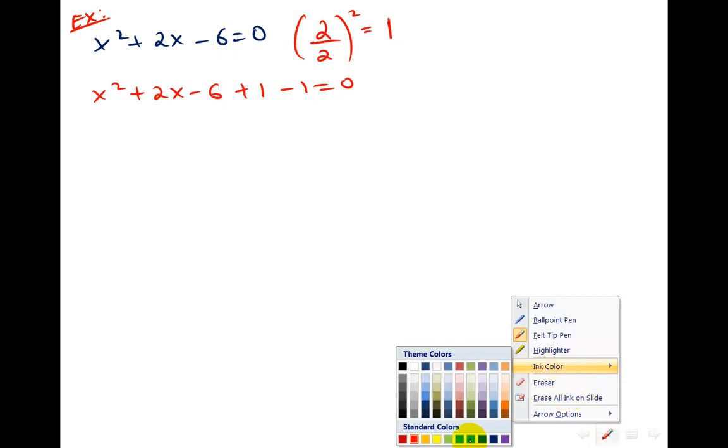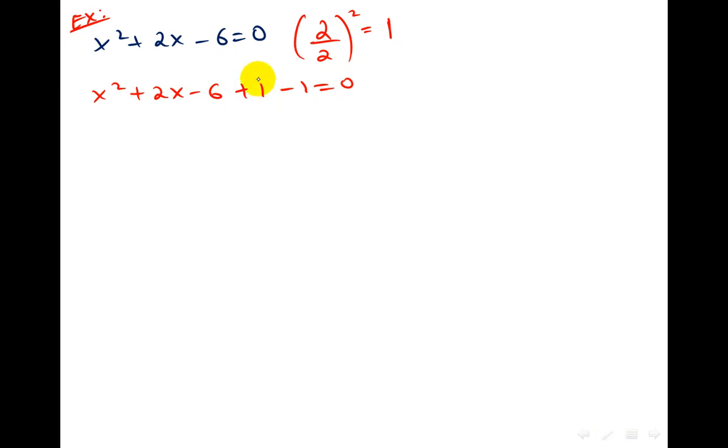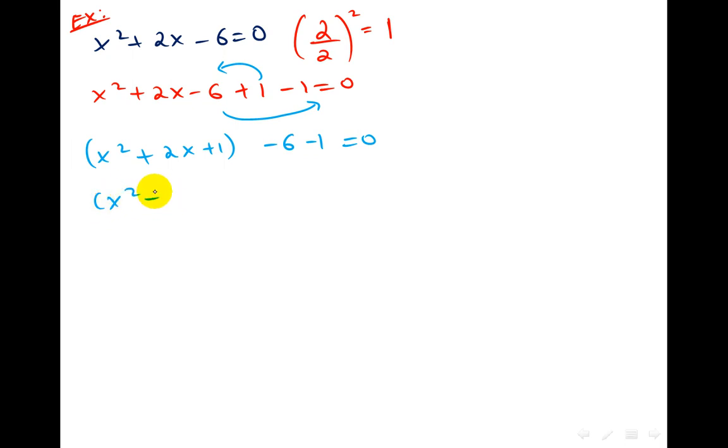And I'll do the same step like before. I'll bring the positive 1 inside and take the constant out. Here you'll have this grouping, x squared plus 2x plus 1, and here you'll have minus 6 minus 1 equals to what? 0. Collect the like terms.